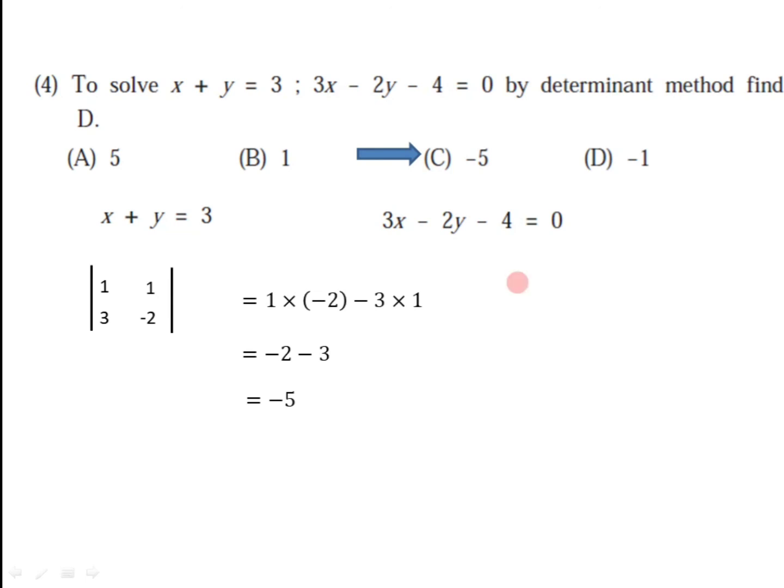So this is how we can solve multiple choice questions from the topic linear equations in two variables.